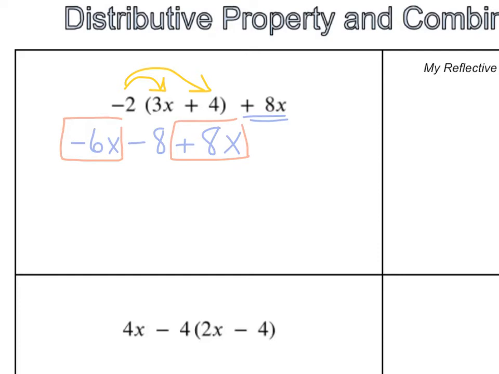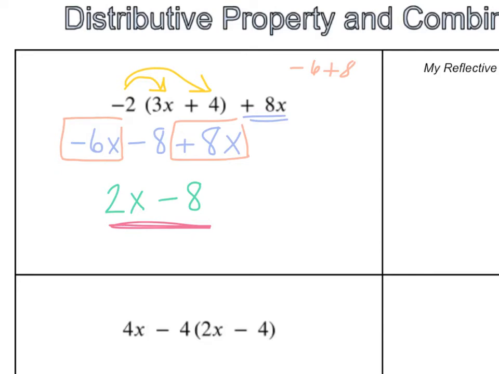So this is -6 plus 8. -6 plus 8 for the x's. That is going to be a positive 2x. And the constant is -8, so that comes down. So this is our final answer right here.